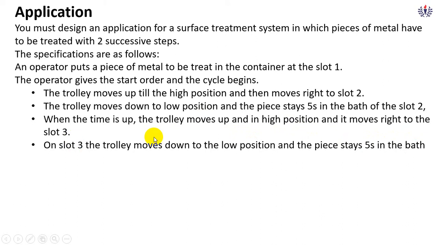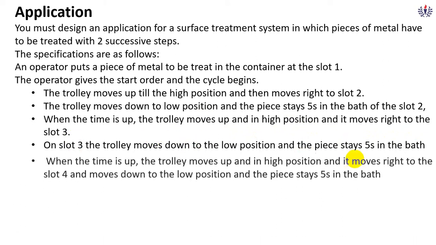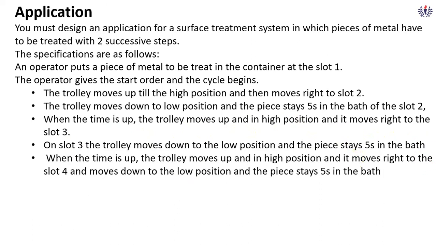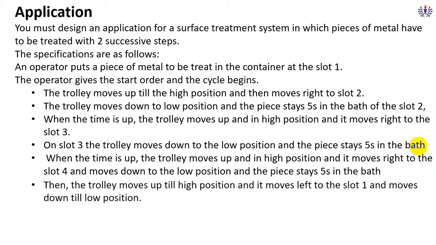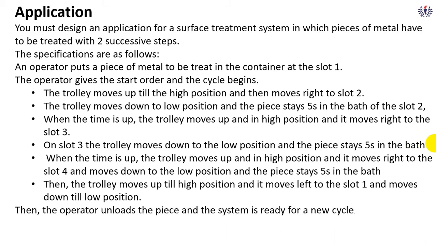At slot 3, once again it comes to the low position and stays for 5 seconds in the bath. Then when the time is up, it goes to slot 4. It moves to the right of slot 4 and moves down, and there also it stays for 5 seconds. So in the 3 slots it stayed for 5 seconds. After the operation is completed, once again it moves towards the left to slot 1 and moves to the low position. After that, the operator unloads the piece, and the system is ready for a new cycle.